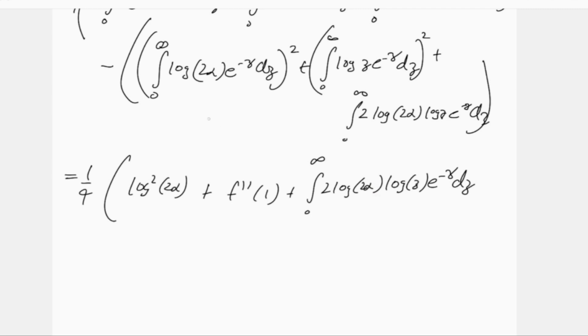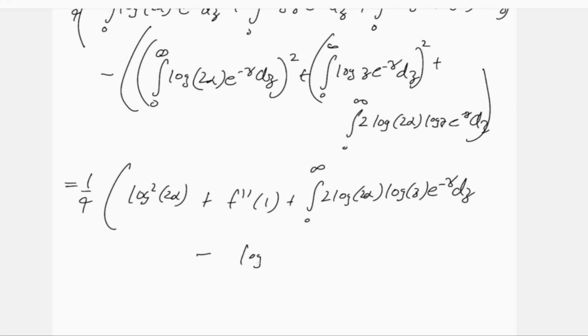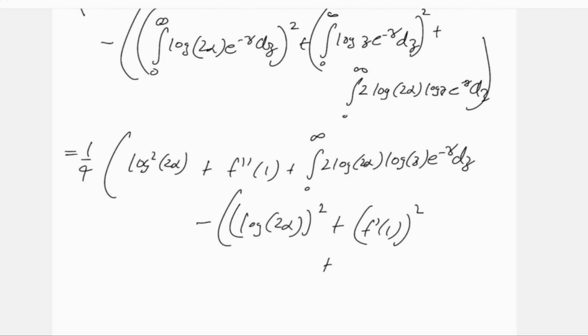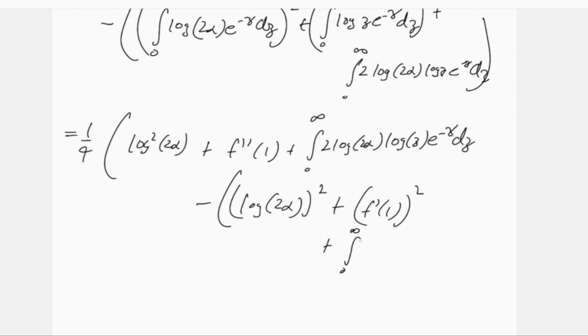And in this term, again log 2 alpha comes out, and integral of 0 to infinity e minus z dz you get again, so that's 1. So this term was squared, plus second term is just f dash at 1, and this is the third term as it is. I'll copy that down. 2 log 2 alpha log z e minus z dz.